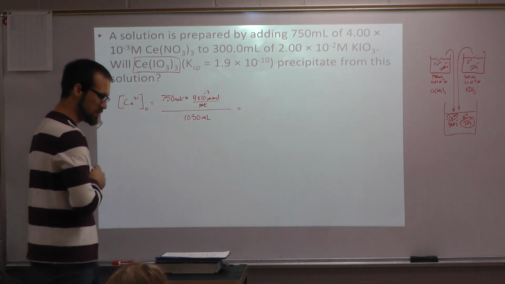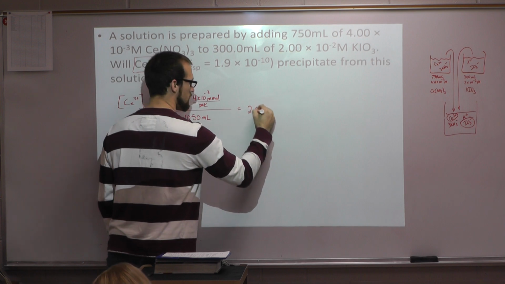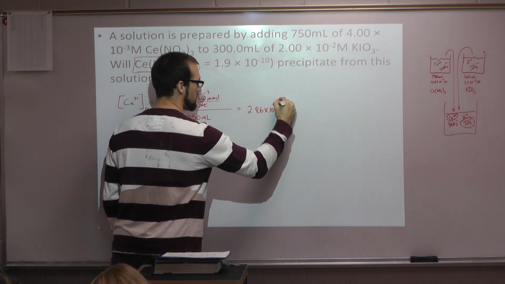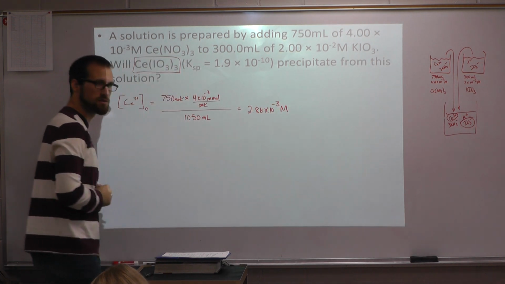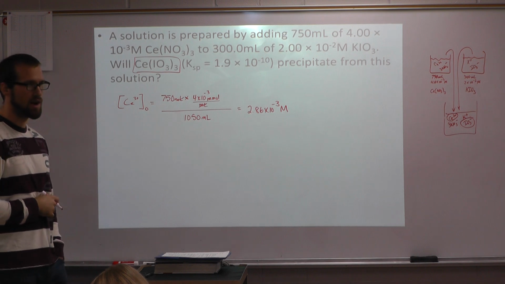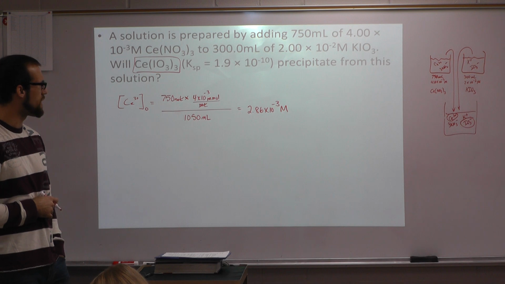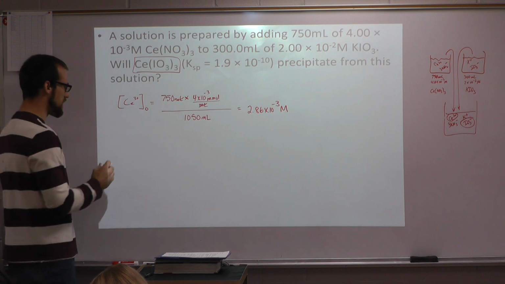When you do that, you should get 2.86 times 10 to the negative 3. Stop me if you have questions. Where things came from, why I'm doing something. Right? Then you probably should be thinking I need the other concentration.